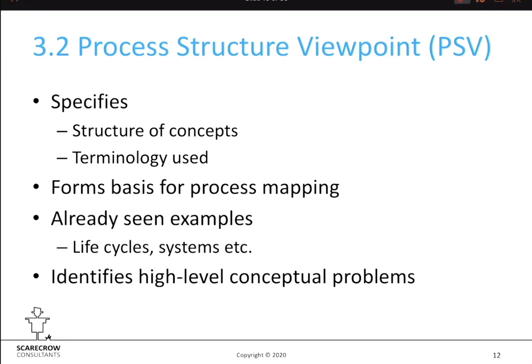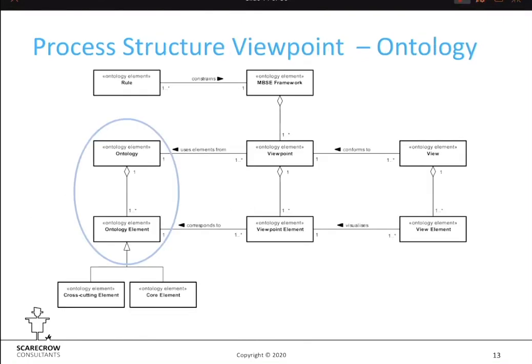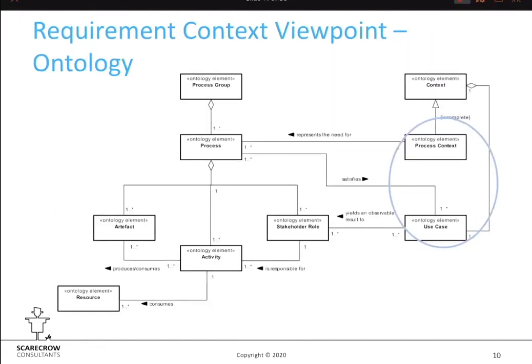So where you need to map your processes onto processes for another organization, or you want to map your processes onto processes defined in a standard, for example. The process structure view is the basis of doing that. Now, what that means is, in terms of the ontology, it's not actually things from here, from this diagram that it covers, because this actually is the process structure view for a set of processes.